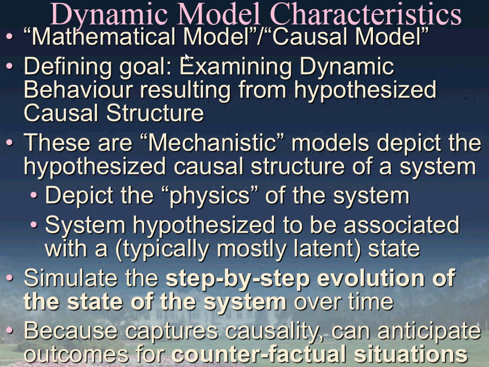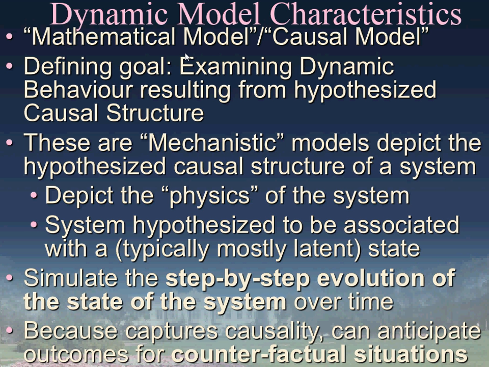So what are the characteristics of these models? Well, one of the things that's really confusing here, and it's regrettable, is that these models go by very different names. Sometimes they're called mathematical models. Sometimes they're called causal models, not to be conflated with causal models in the statistical literature. Sometimes they are called mechanistic models. They're sometimes called models of the physics of the system or the plumbing of the system.